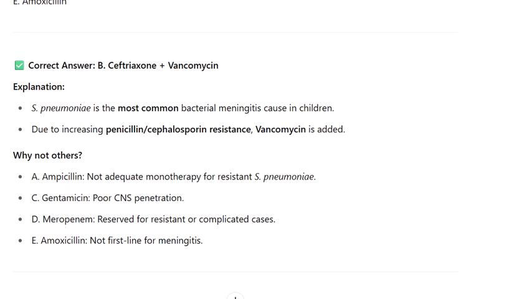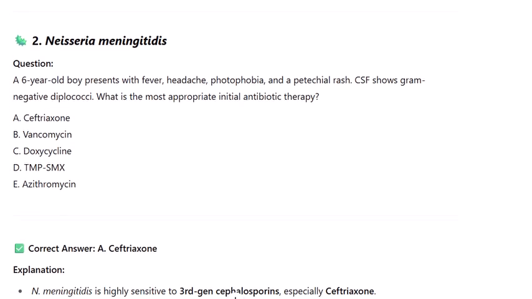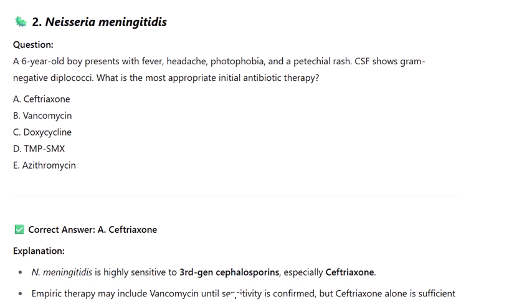On to Neisseria meningitidis. Question. A 6-year-old boy presents with fever, headache, photophobia, and a petechial rash. CSF shows gram-negative diplococci. What is the most appropriate initial antibiotic therapy? A. Ceftriaxone. B. Vancomycin. C. Doxycycline. D. TMP-SMX. E. Azithromycin. Correct answer A. Ceftriaxone.